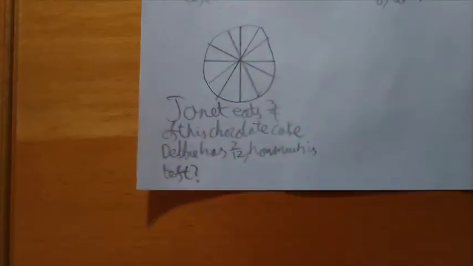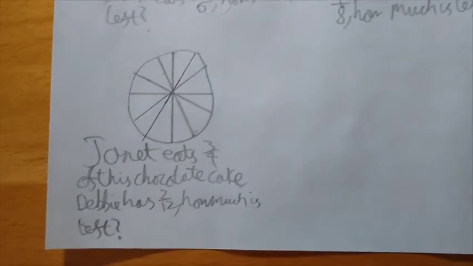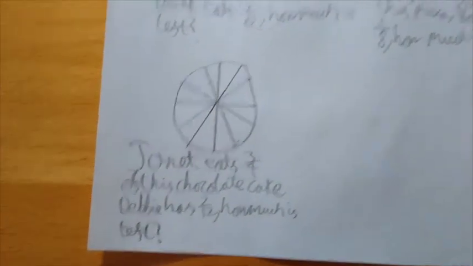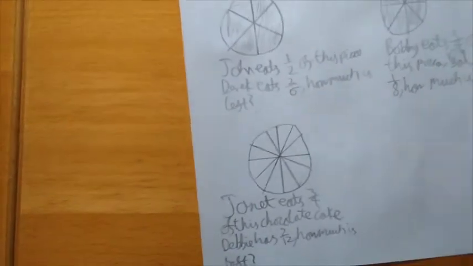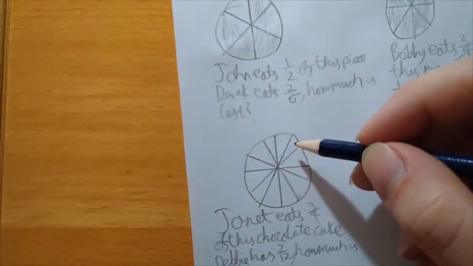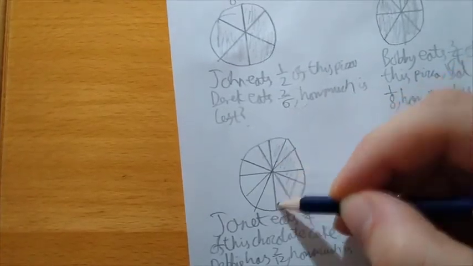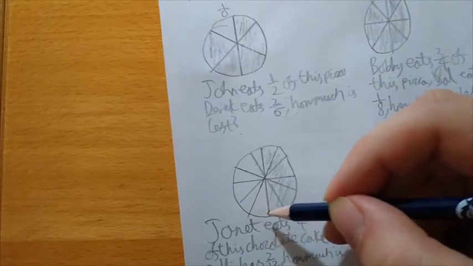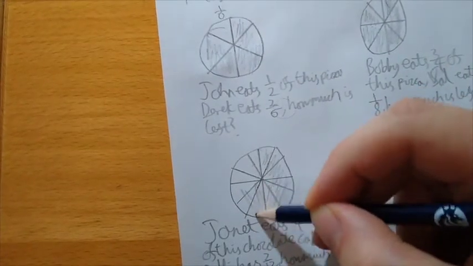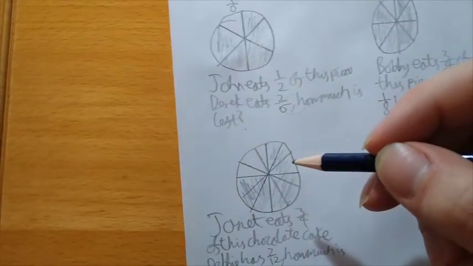So for our final question, Janet eats 3/4 of this chocolate cake. Debbie has 2/12. How much is left? So let's start off this by shading in a half. So 6 out of these 12s. And now let's shade what is the equivalent of a quarter. So that's how much Janet's eaten.